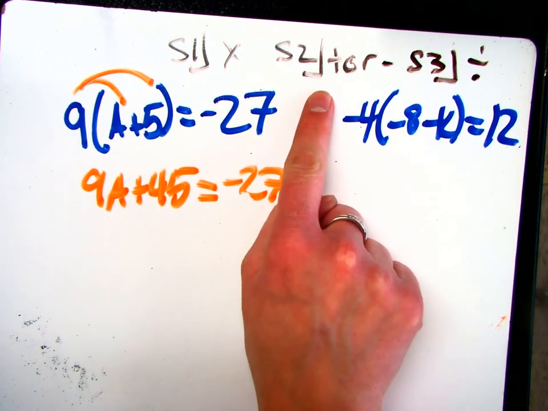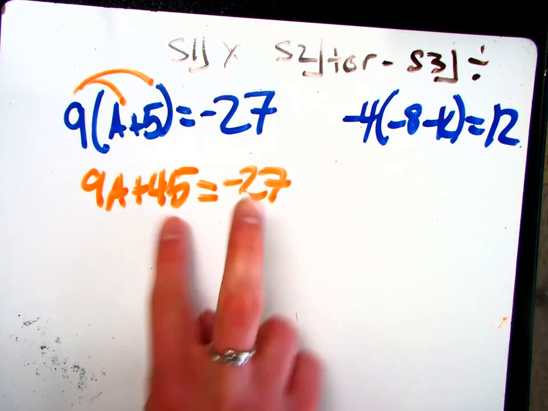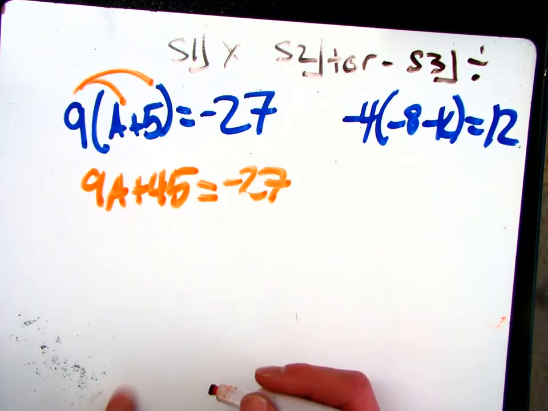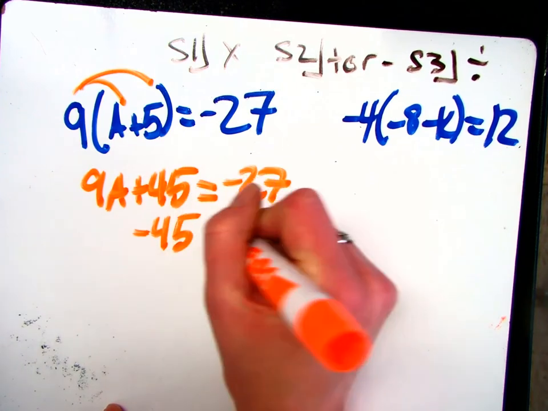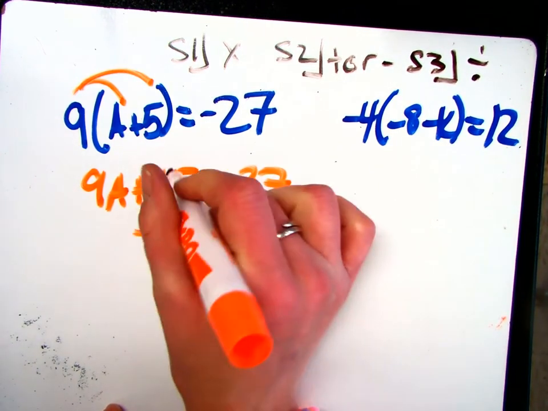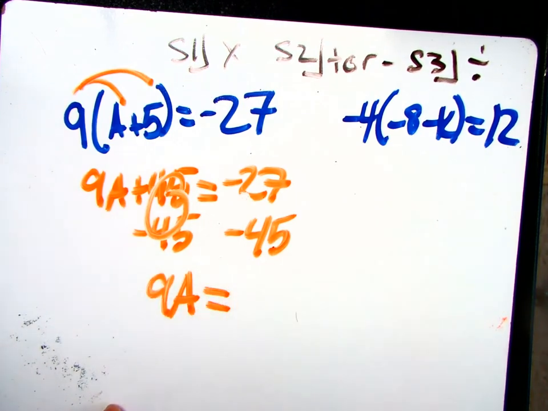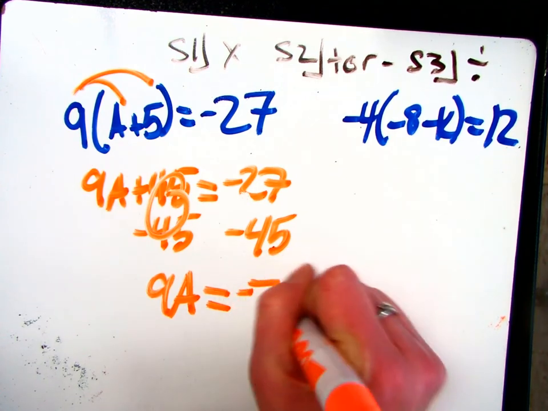Now our next step is to go back to addition or subtraction. This looks a lot like our type 1 equations. We're going to put these two together because they are like terms. The opposite of positive 45 is negative 45. So that means I will be subtracting on both sides. Those make 0, which means I can bring down the 9a. Negative 27 minus 45 is negative 72.